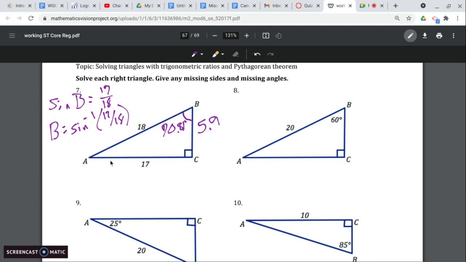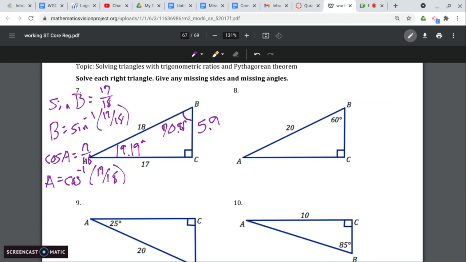Now, for angle A, we have adjacent and hypotenuse, so we could do cosine. So we'd have cosine of A equals 17 over 18. So once again, we do the inverse. So A equals cosine inverse of 17 over 18, which gives us 19.19 degrees. And remember, you can also solve for that one by subtracting the 70.81 from the 90 to find out what that third angle would be.